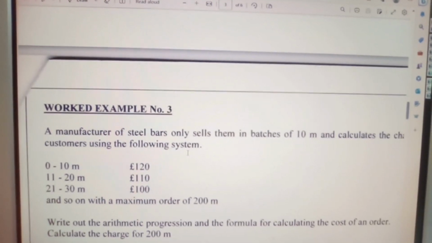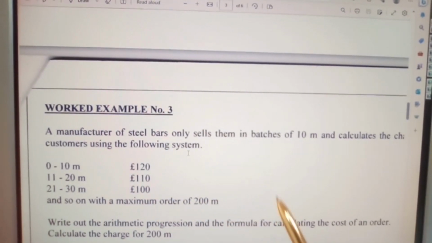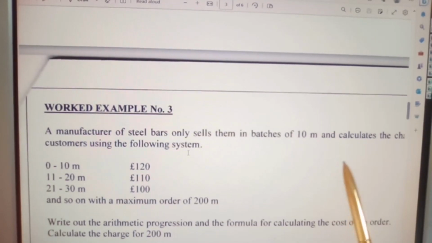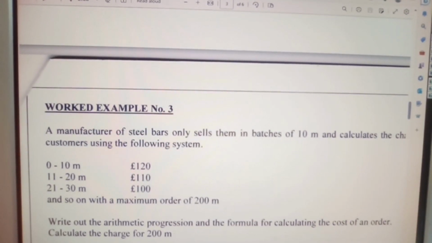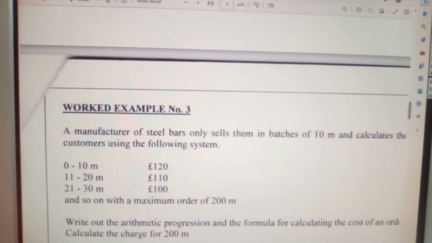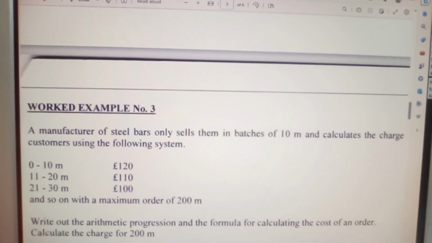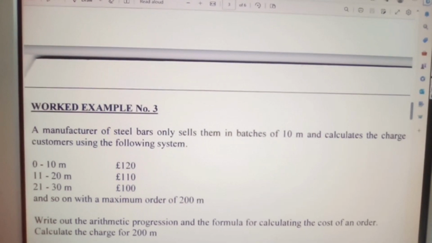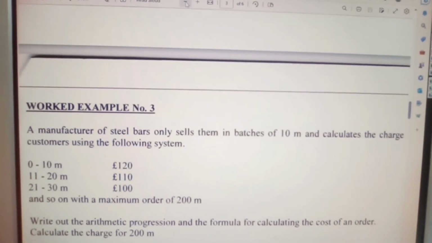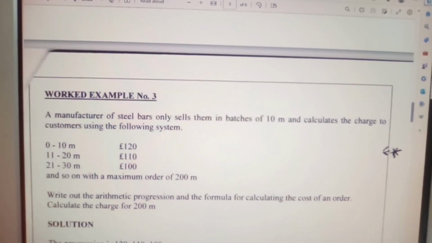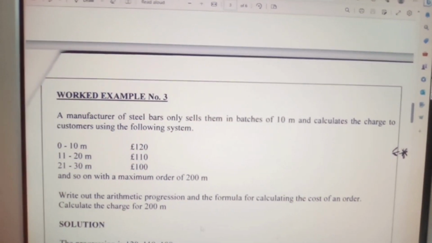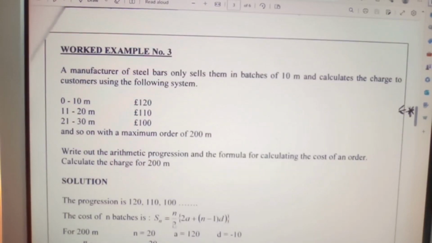Now, a manufacturer of steel bars, etc., etc., battery of 10 meters, and calculate the. One second, I've gone over too far. Let's make sure I can get everything in. Okay, sorry about that. I'm off. Good. Just drop down one. Drop down one. One second, bear with me. To make sure that we can get this into play. Okay, yes, we can.